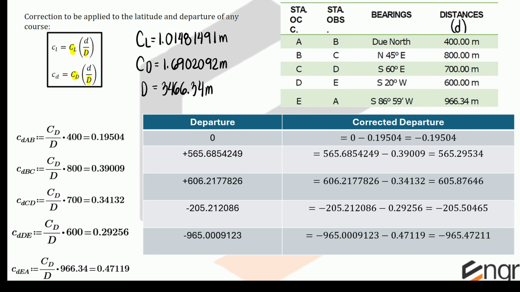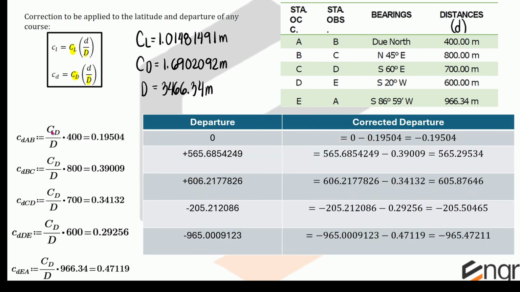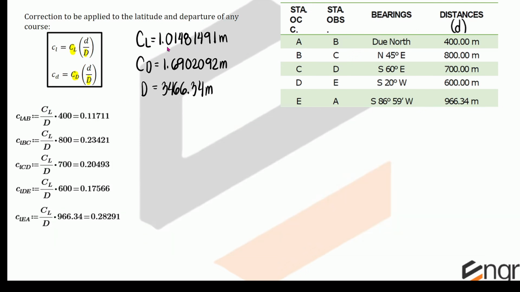Now moving to the latitudes, these are the corrections. What changed here is that instead of using capital C sub D, we now use the total correction for the latitudes. So this is 1.0148. D is still the same and the original distances are still the same. So calculating the individual corrections for each line for the latitudes, we have the following values. And if we check the latitude, this is a positive value. So we still have to subtract the corrections. But again, if ever this is negative, then you have to add the corrections.